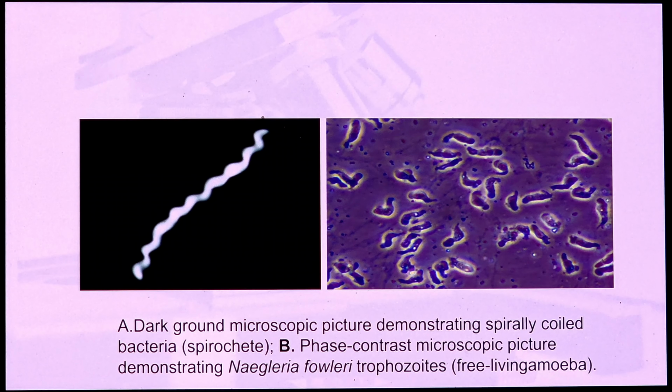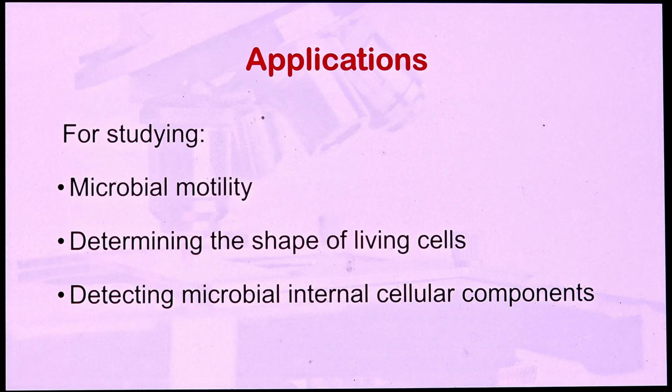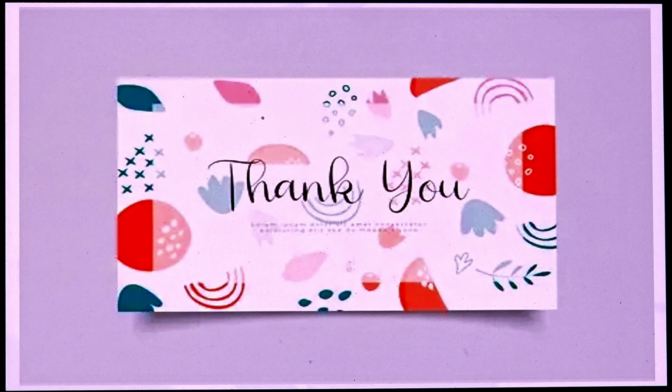So here in the picture, A is the dark field microscope picture demonstrating spirally coiled bacteria, that is spirochete, and B is the phase contrast microscopic picture demonstrating Naegleria fowleri trophozoites. What is the application of the phase contrast microscope? For studying bacterial motility, determining the shape of living cells, detecting microbial internal cellular components.